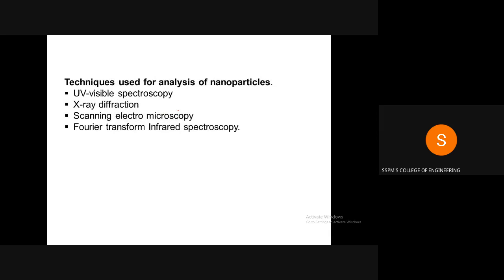Next, another important point is the techniques used for the analysis of nanoparticles. These are the techniques we can use: UV visible spectroscopy, that is ultraviolet visible spectroscopy, which is a spectroscopic technique. Then X-ray diffraction and scanning electron microscopy, that is SEM. Remember the short forms because they do not ask the full name. They give options like SEM, UV, X-ray, then FTIR. FTIR means Fourier transform infrared spectroscopy.